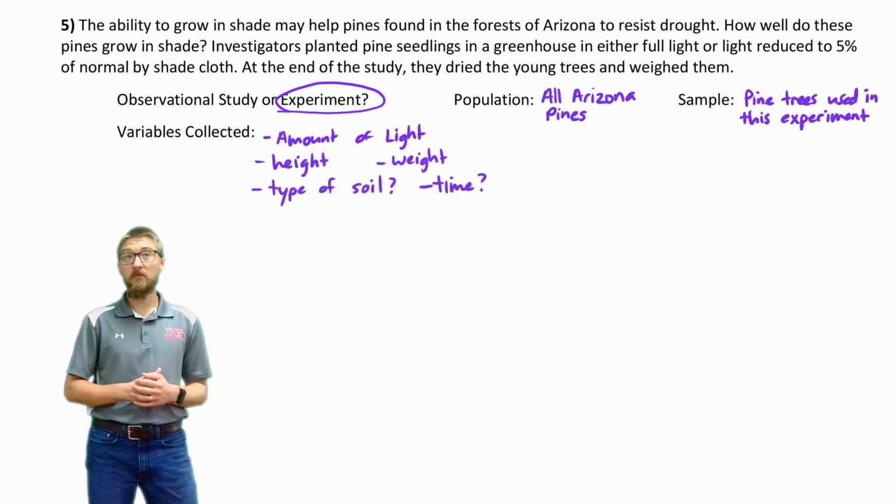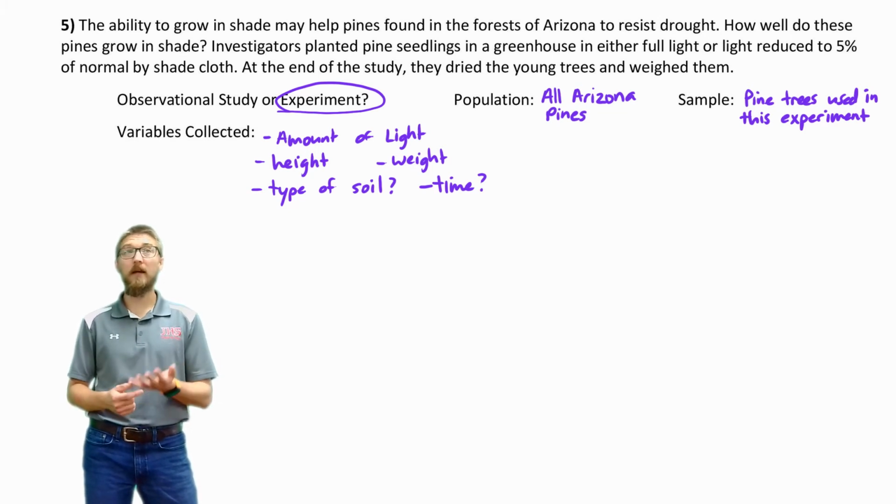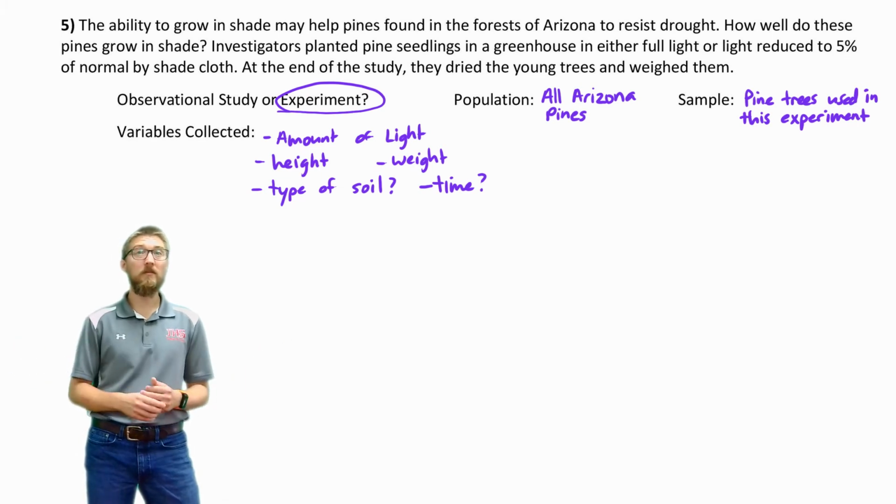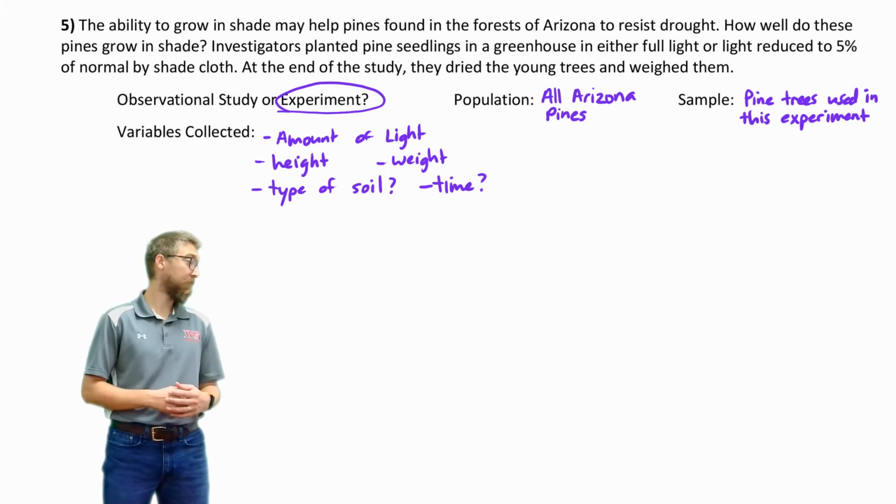The height of the tree might be something they recorded. They definitely weighed the trees at the very end. It says that they dried them out and weighed them. So weight, which both of those things, height and weight, would be quantitative. Type of soil that they were grown in maybe was something that they looked at as well. The time that they were allowed to grow, or maybe the time of the year. All of those things might be useful pieces of information if you're trying to answer that question.